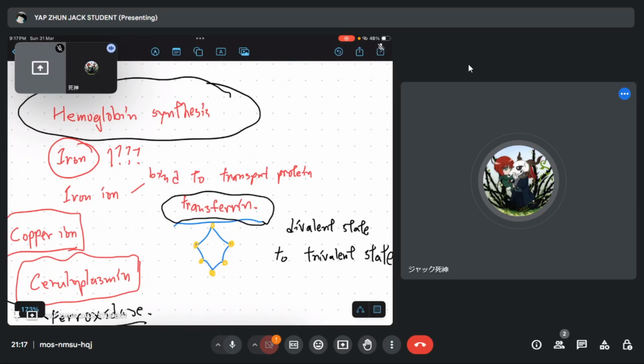Usually, when we touch on the general knowledge of hemoglobin synthesis, we only know ferroxidase. We don't know ceruloplasmin. If we know that ferroxidase equals ceruloplasmin, then it will be easier to know it. Then we have a question here.